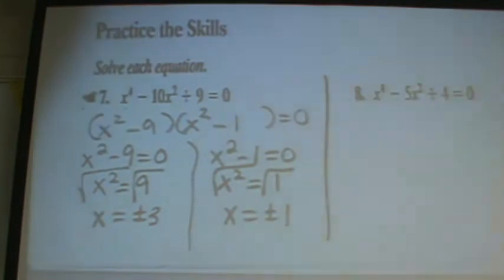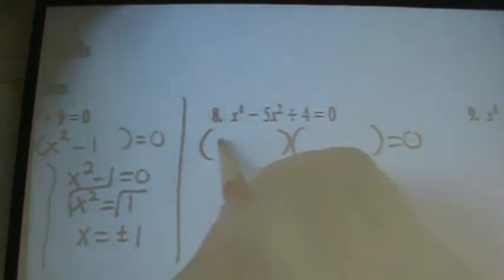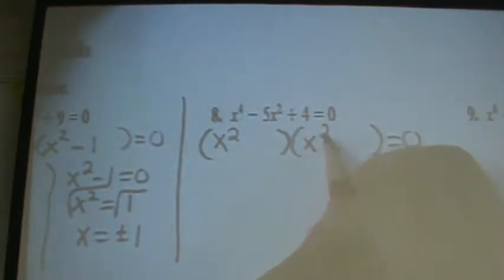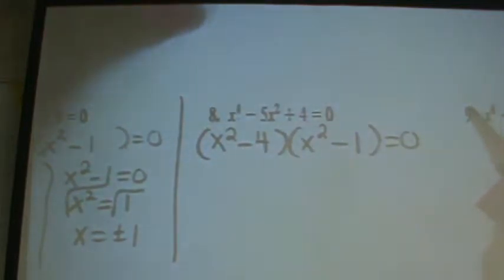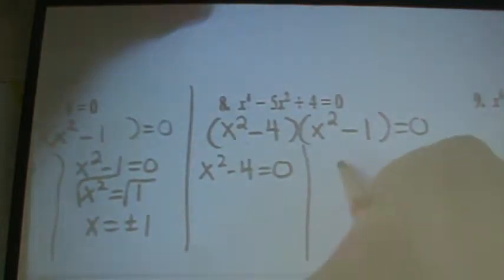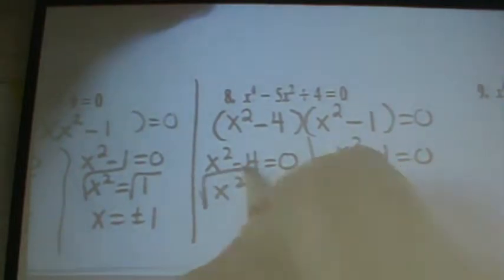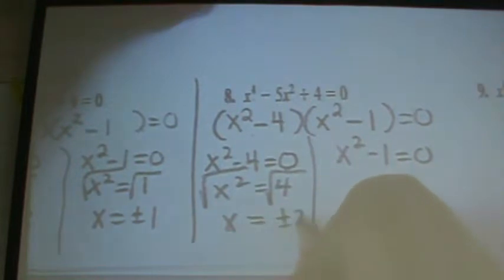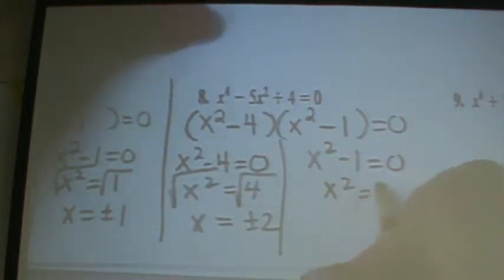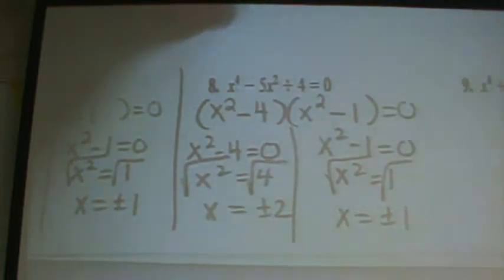Number 8, same thing, 2 sets of parentheses, break up x to the 4th as x squared times x squared. What two numbers multiply to give you positive 4 but add to be negative 5? Set each of these equal to 0. Add 4, square root both sides. Add 1, square root both sides. Don't forget, plus or minus.